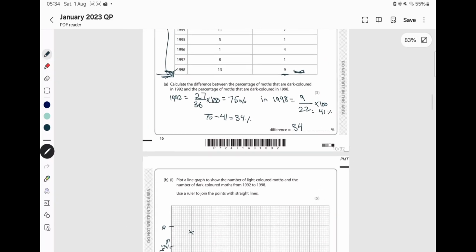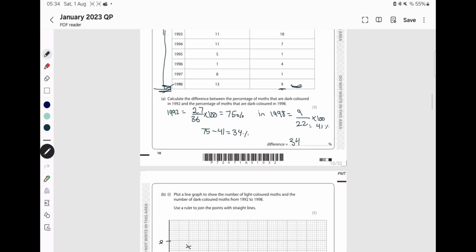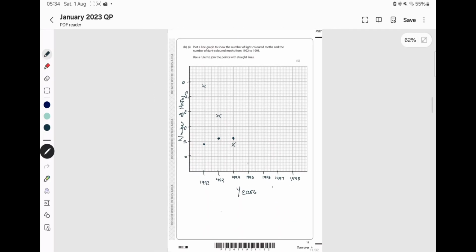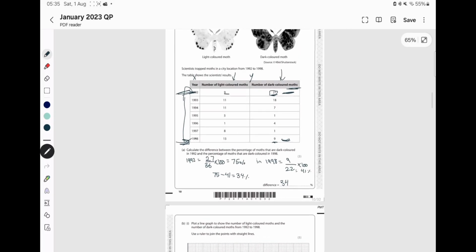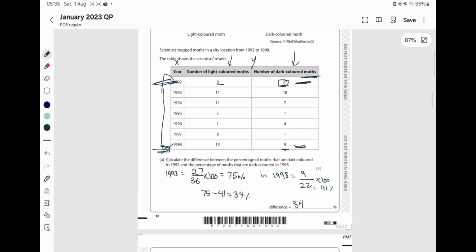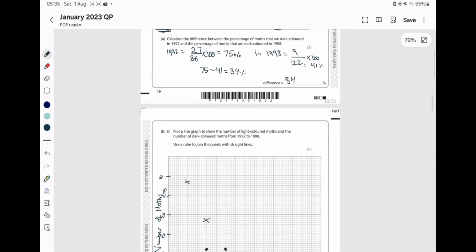Okay, and then we have 5 and 1 for the dark. Okay, so 5 and 1. So we're gonna go here, and we're gonna go to this area right here, and for the dark colored ones it's gonna be 1. So right here, actually that's too low, so it's gonna be here. Okay, and then for the light ones we have 1 and 4.